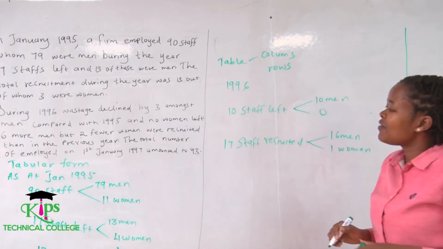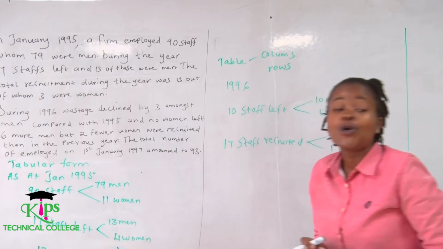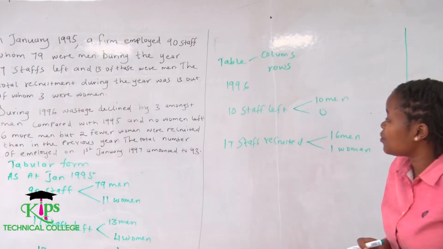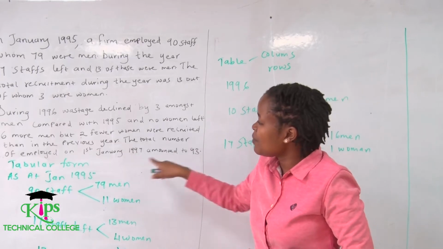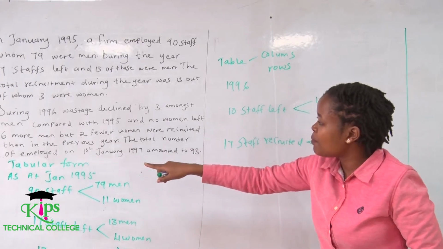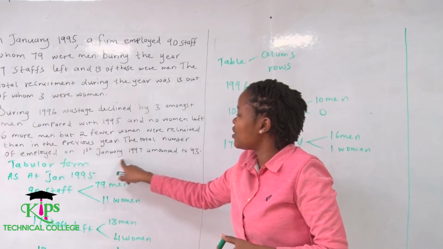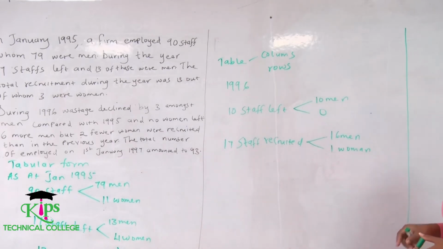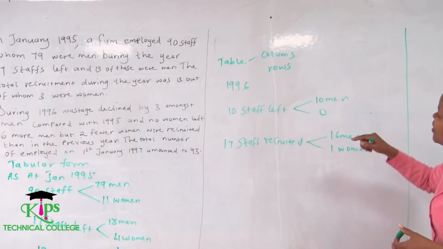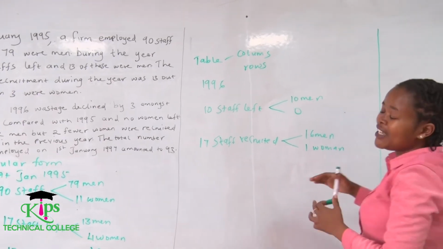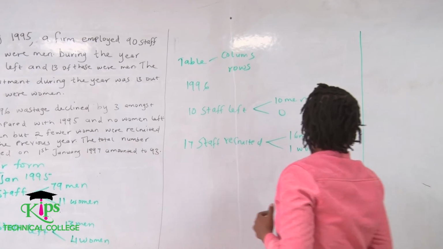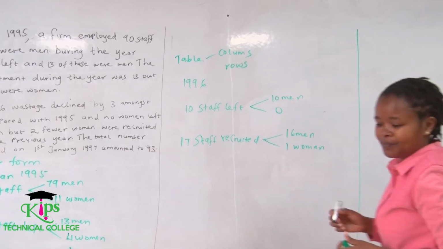And then after you have interpreted that information, now you need to come up with a table. You see the last sentence here is saying that the total number of employed staff on 1st January 1997 amounted to 93. So after we are through with our table, the last total should be 93. Let's see that on our table.